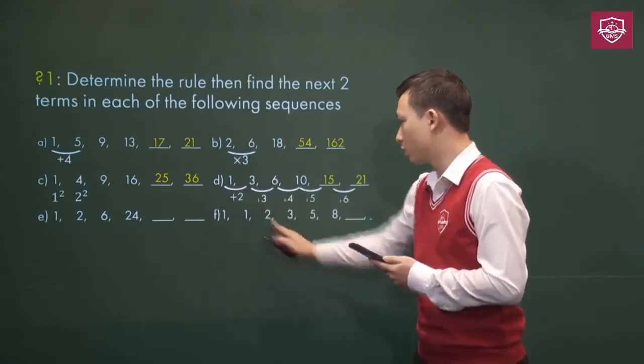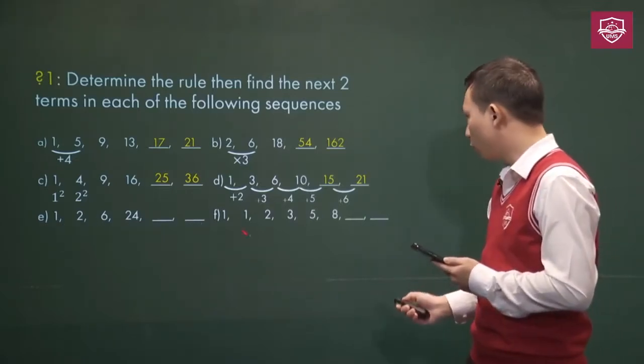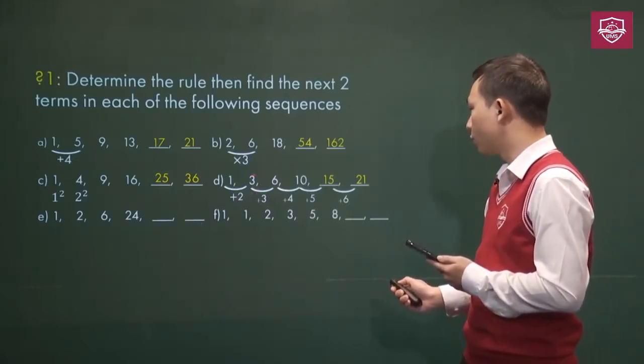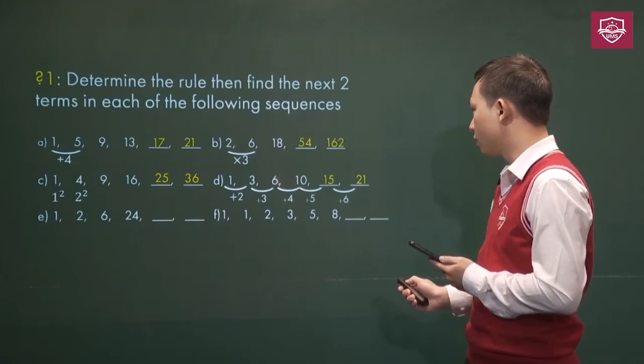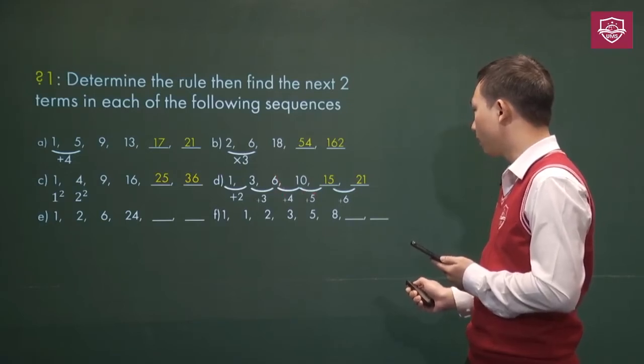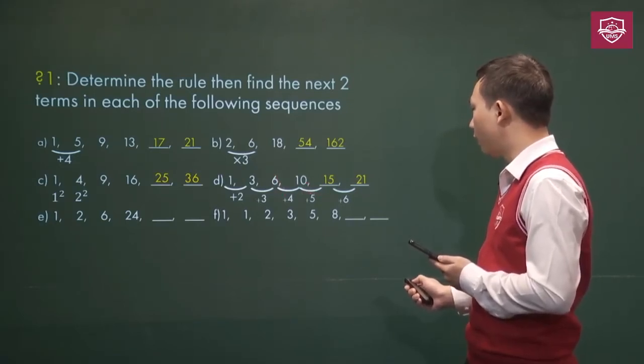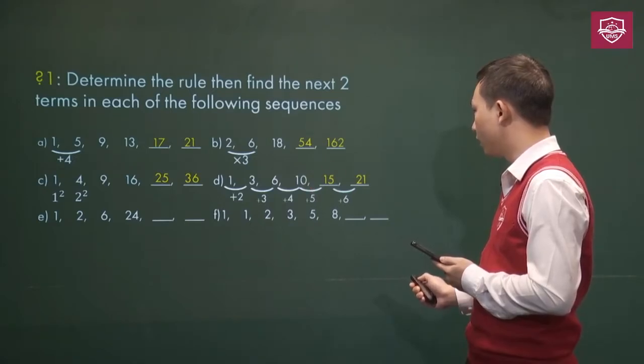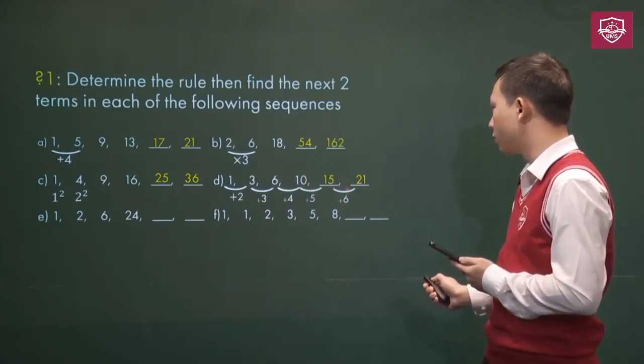Here we have 1 plus 2 equals 3. 3 plus 3 equals 6. 6 plus 4 equals 10. And then we will add 5 to the number 10 to get 15. Then we add 6 to the number 15 to get 21.